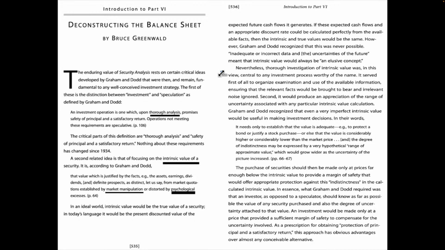Now, again, there's a lot of English here that doesn't make sense. I will make it sense for you. Don't worry. Okay, that's why I'm here. Okay, Graham and Dodd recognized that even a very imperfect intrinsic value would be useful in making investment decisions.